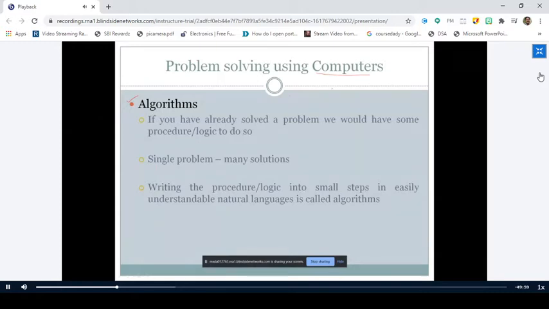So if we have already a solved problem, we would have some procedure or logic to do so. For example, consider a case where you have to find the addition of two integer numbers. In such a case, we'll take two integer variables a and b. We'll take the values of a equal to 10 and b equal to 20. We'll read the values of a and b, and then we'll use a logic called c equals a plus b. So this is the logic for addition of two integers, right?